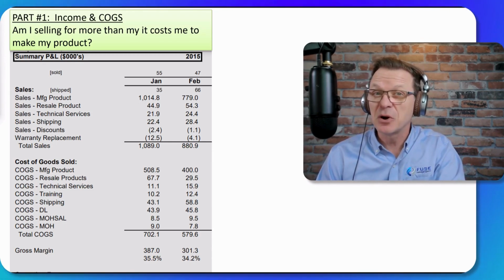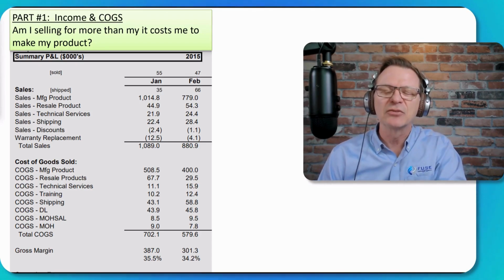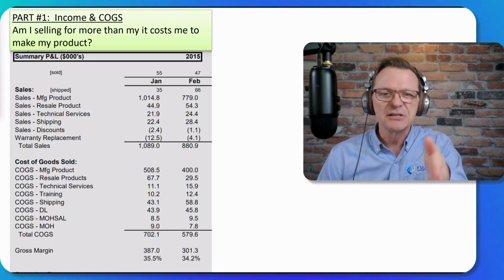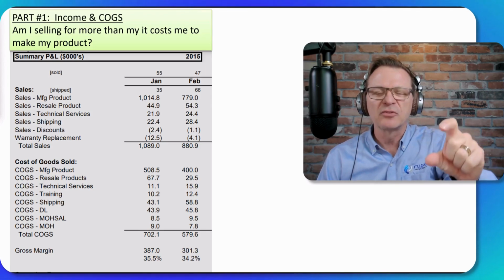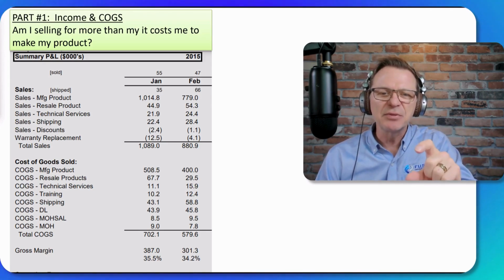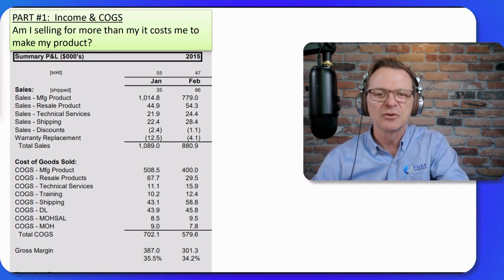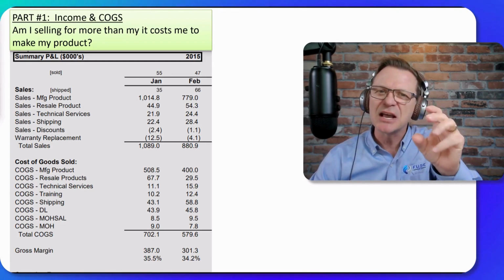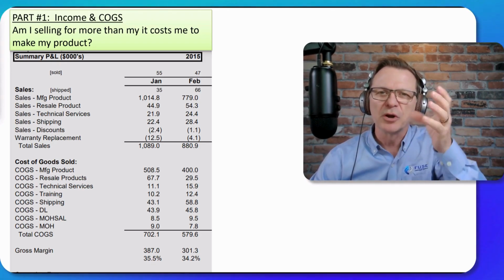It's not necessarily part of an income statement right out of QuickBooks, but something that you can add as a key to reading it. All right, sales, look how they've broken those down. Manufactured products, resale products, technical services. And then they did the same thing down in cost of goods sold. Manufactured products, resale products, technical services. So you can see each segment of their business generating both income and expense with regard to that sale.